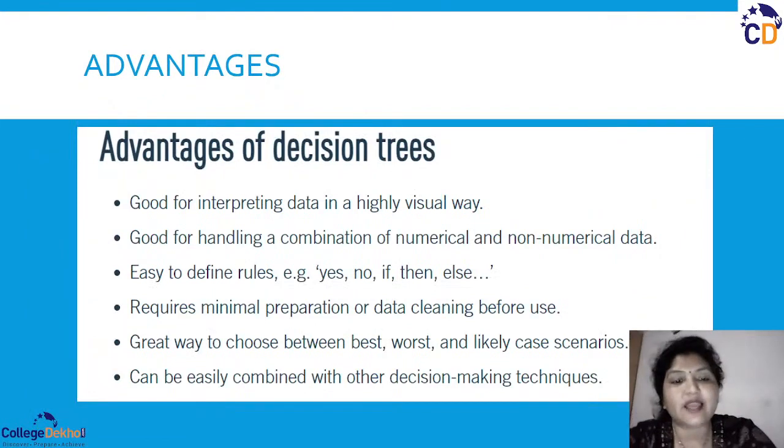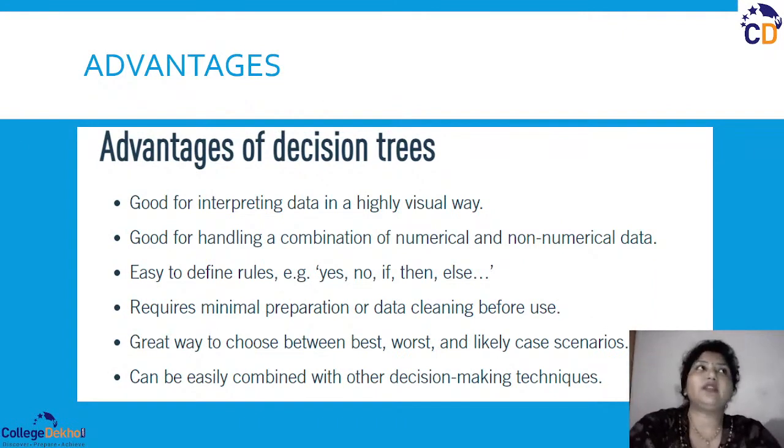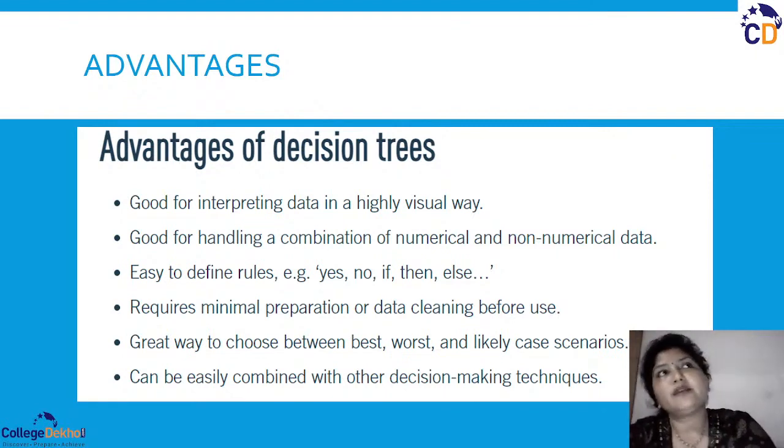Now, next thing is, can be easily combined with other decision making techniques. So that's what I told you. There are a number of techniques which we can use for making decisions or for classifying the data, right? Decision tree is one of the classifiers which may be used for solving regression or classification problems, right? But we may use decision trees under ensemble techniques, which is basically boosting our training and testing data sets, right? So this is how it works.